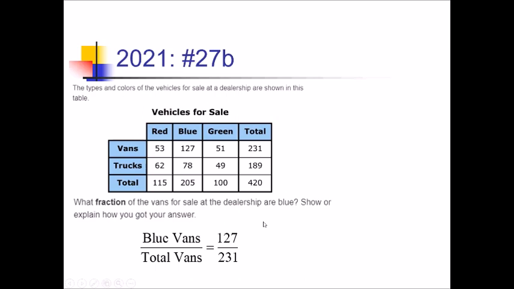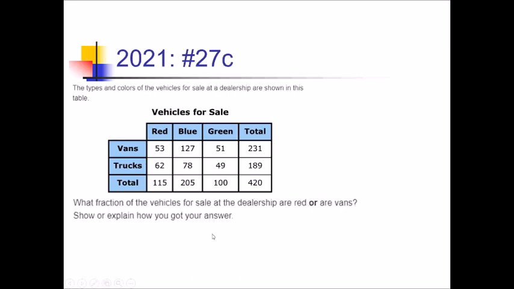For this one, we want to know what fraction of the vehicles at this dealership are red or are vans. So we need to take the red vehicles, or at least the fractional chance of getting a red vehicle, and then add that to the fraction for vans. So let's deal with red first. We have a total of 115 red vehicles out of 420. So we can write 115 over 420.